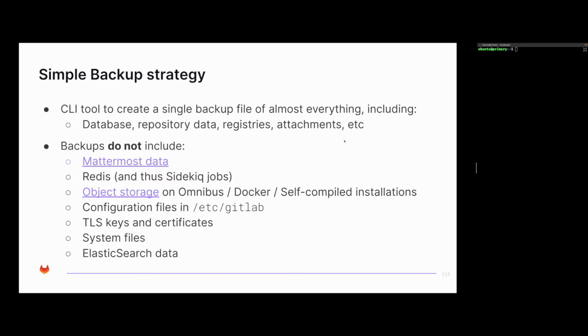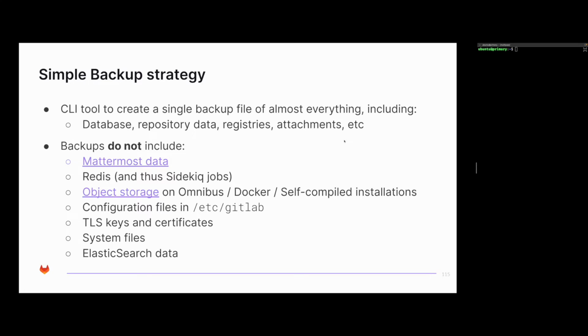The simple backup strategy is using our CLI tool. We have this GitLab backup CLI tool that will simply write down all data from the database, from the Git repositories, registries, attachments, etc., into a single file. It will perform a pg_dump that will write all the data of the database into a single file, add the repository data, registries, etc., and bundle that in a single archive.